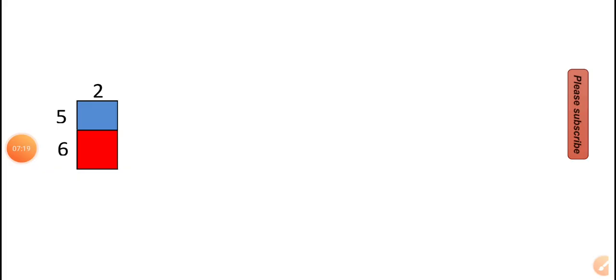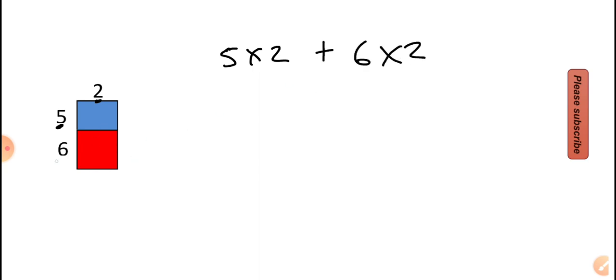It's exactly the same if you turn it around sideways. If we want to work out the area of the whole rectangle, we could do 5 times 2 first, which will give the area of the blue one, and then add that to 6 times 2, which will give the area of the red rectangle. When we add it all together, we get the area of the whole rectangle. So 5 times 2 was 10, and 6 times 2 is 12. When you add it together, the answer is 22.